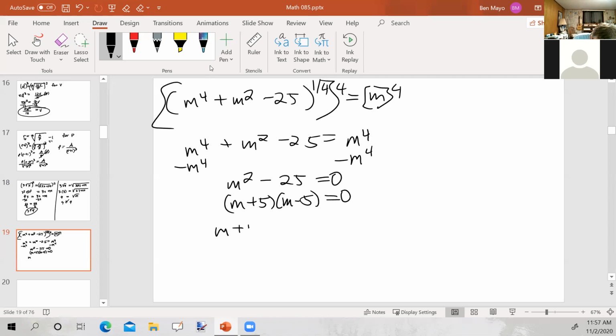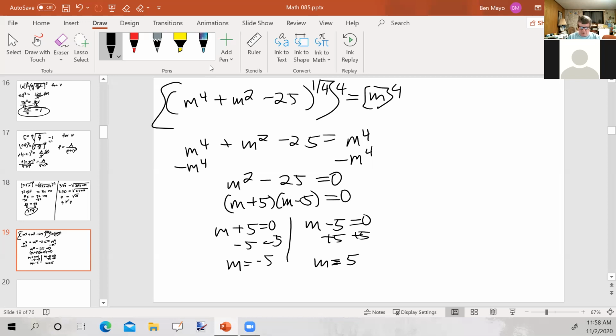So if m plus 5 equals 0, we subtract 5 and we get m equals -5. M minus 5 equals 0. We add 5 and we get m equals +5. So we've got 2 potential solutions. Let's check our work. Let's take the -5 first.